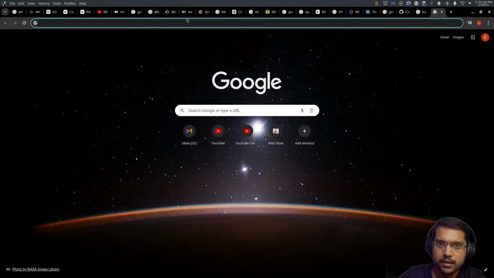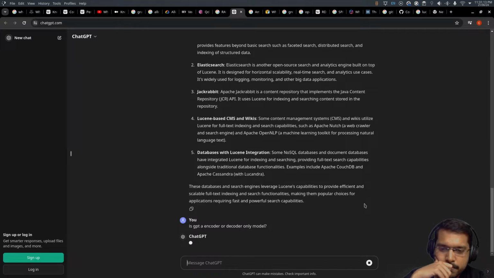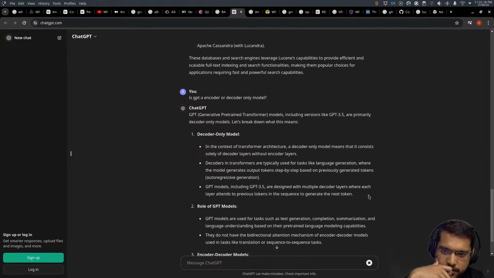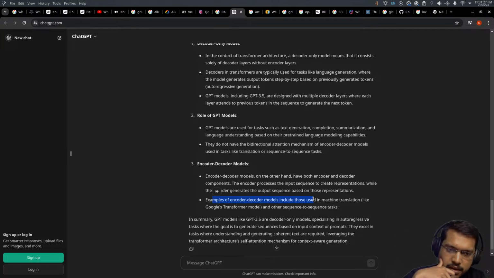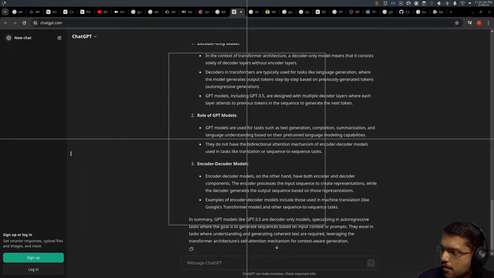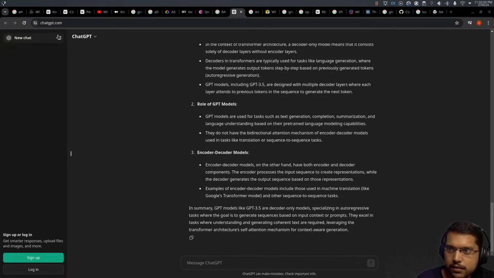That's ChatGPT itself. Is GPT... yeah, decoder-only models. There we go. But I think this Bard, right? Sorry, not Bard. BERT. BERT is for the encoder-decoder. Never mind. Examples of encoder-decoder models include those used in machine translation, the Google Transformer model. Yep, basically the Google Transformer model. But I think BERT was the very first transformer model.